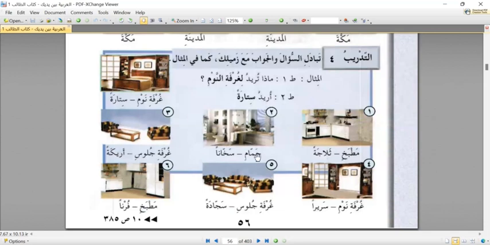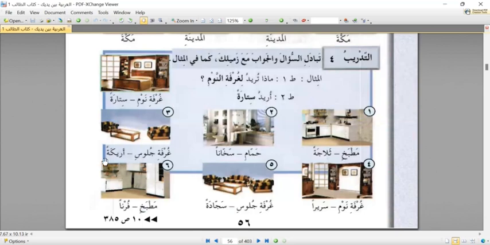Let's move to the next one. حمام. What's the meaning of حمام? Yes, حمام means a washroom. So we put it in the sentence. ماذا تريد للحمام؟ What do you want for the washroom? And then in the answer you say what? أريد سخانا. I want a heater. بارك الله فيكم.